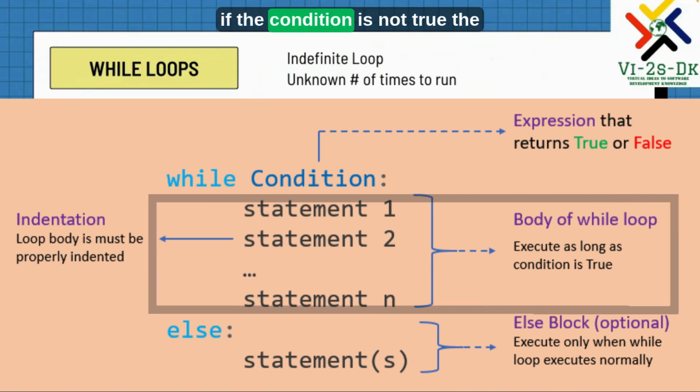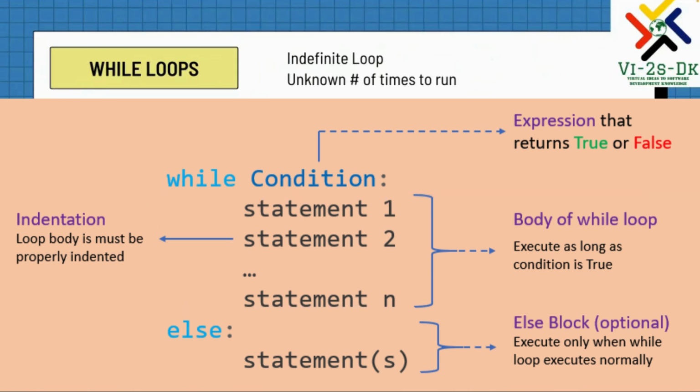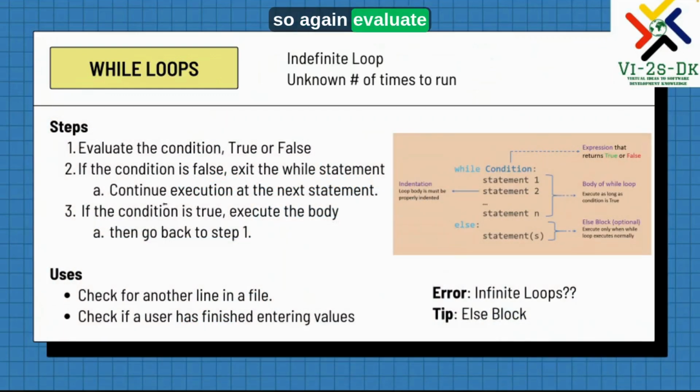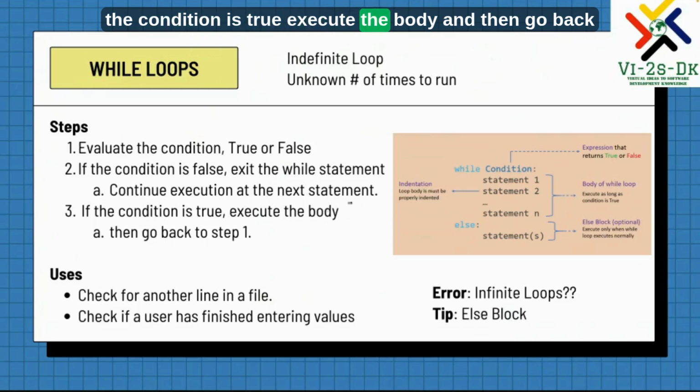If the condition is not true, the whole block of code is skipped and you go to the next line of code. Does that make sense? So again, evaluate the condition, which will result in true or false. If the condition is false, you skip and you continue execution at your next line. If the condition is true, execute the body and then go back again to the condition.